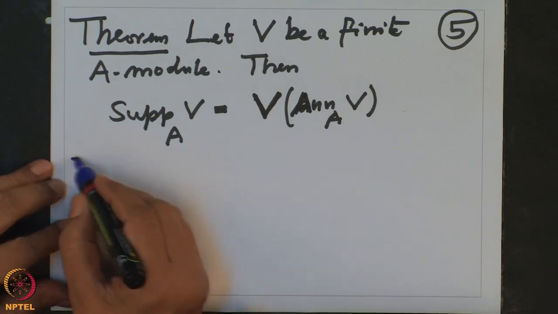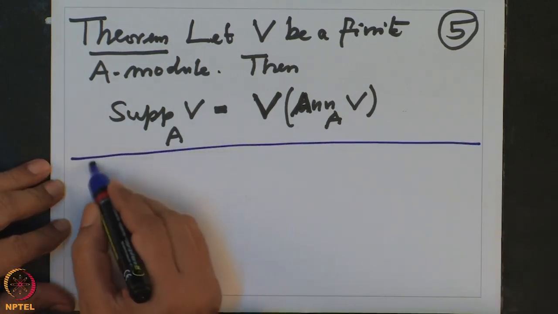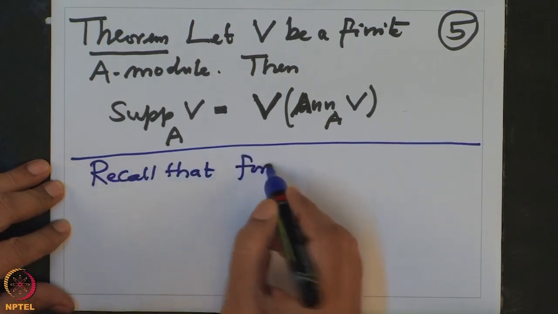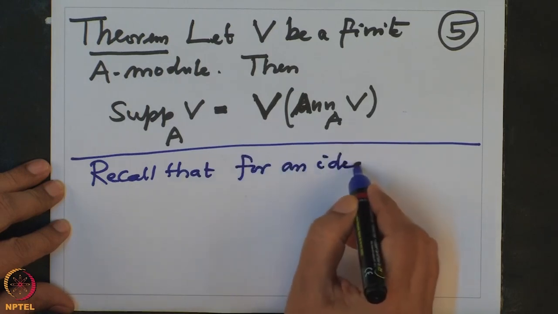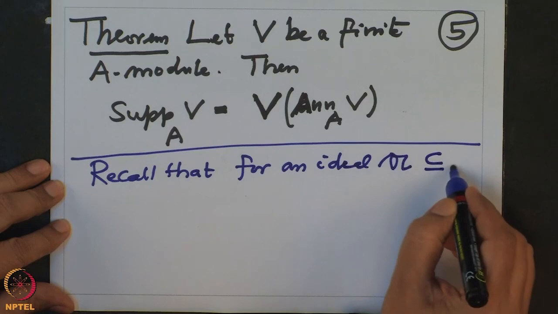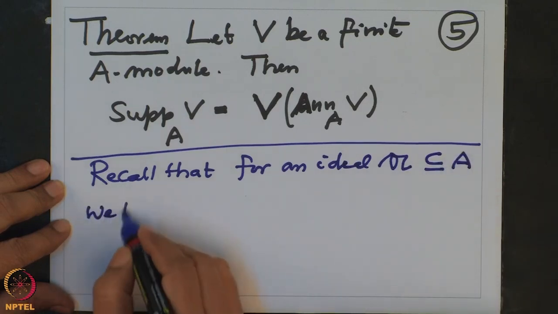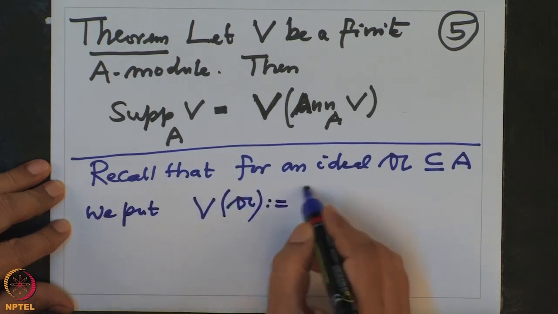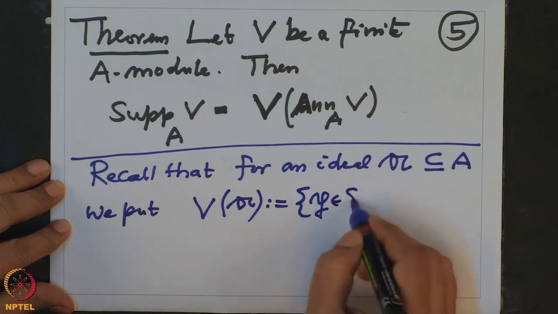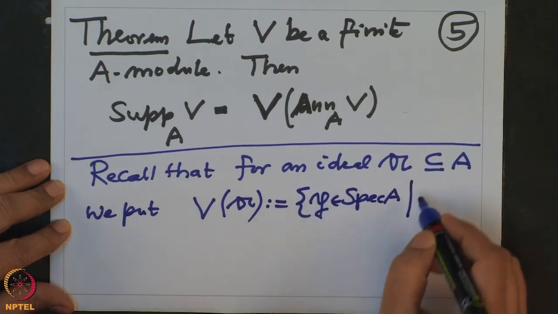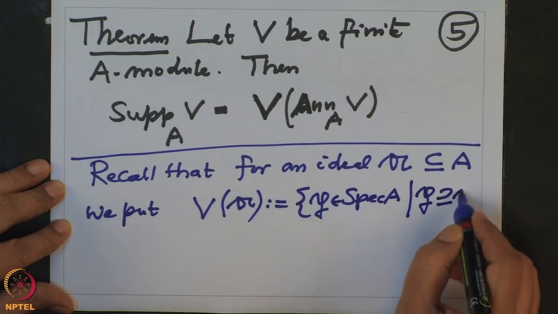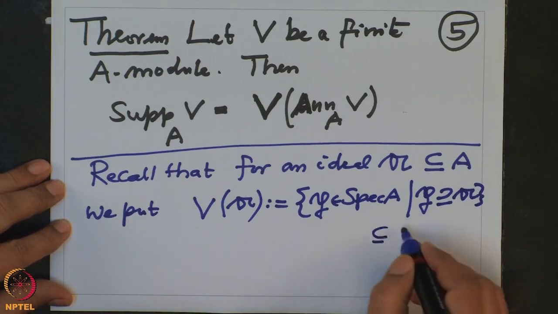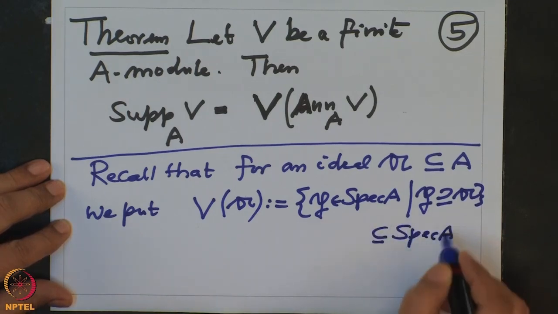Before we prove this, we should be clear about the notation. Recall that for an ideal A in the ring A, we put V of A, which is by definition all those prime ideals in the ring which contain that given ideal A. This is a subset of the spectrum, and we know the Zariski topology.